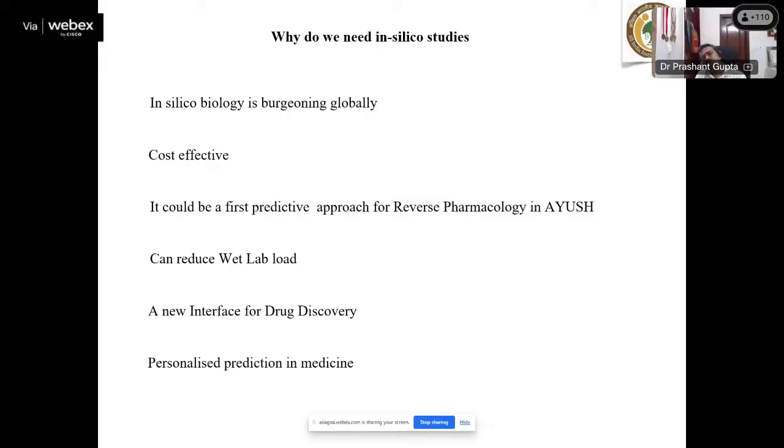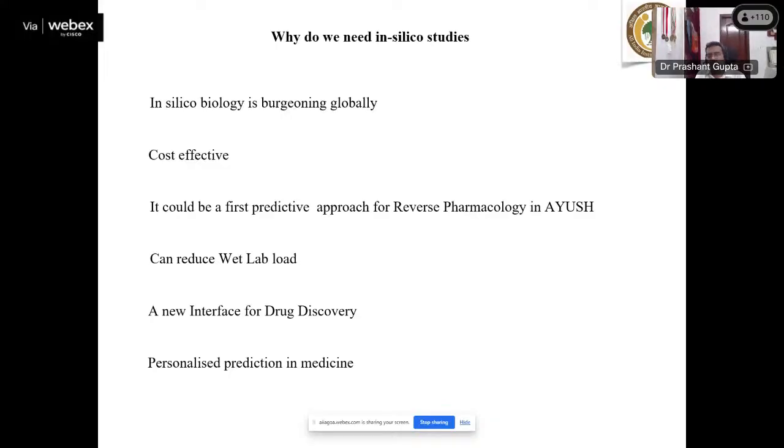So the simple reply, why do we need in silico studies? Yes, everyone is doing it nowadays. Everyone is doing it. There is a global bargaining for in silico studies. They are cost effective. Yes, you can predict.